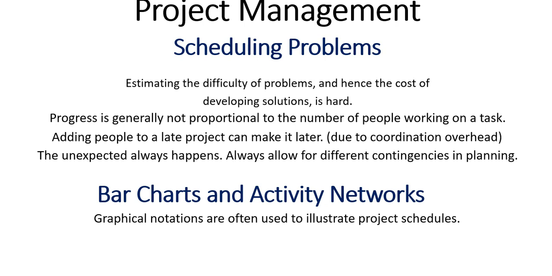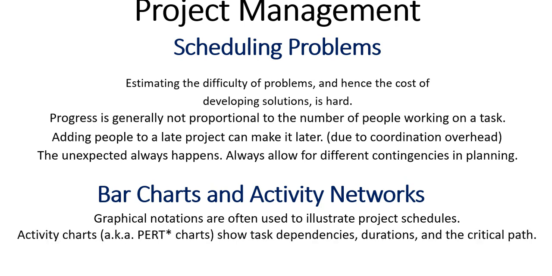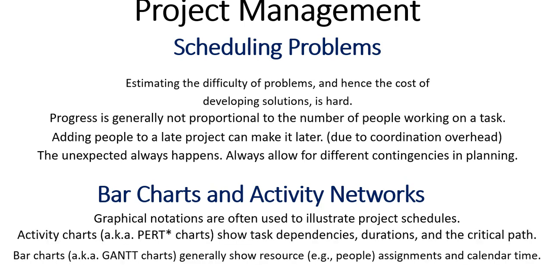And then we have graphical notations that are often used to illustrate project schedules. We have activity charts and bar charts. Bar charts are also known as Gantt charts, and activity charts are also known as PERT charts. Activity charts show task dependencies, duration, and critical path. The bar charts generally show resources, that is people, assignments, and calendar time.